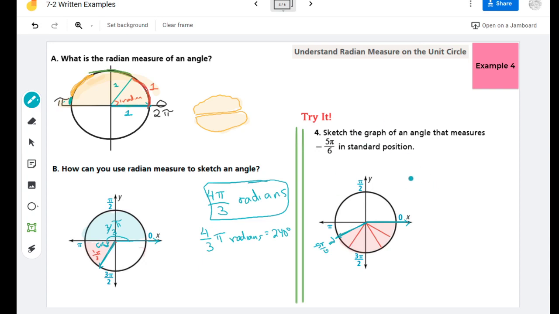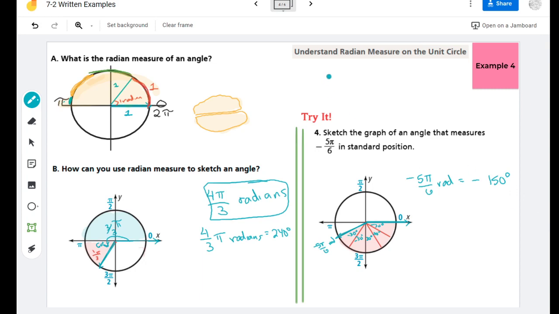So what is that in degrees, you might ask? That's a good question. So if we divided this into sixths, and it's a 180-degree arc, that means that each of these wedges is 30 degrees. And because we're going in the clockwise direction, they're all negative. And so that would make -150 degrees.